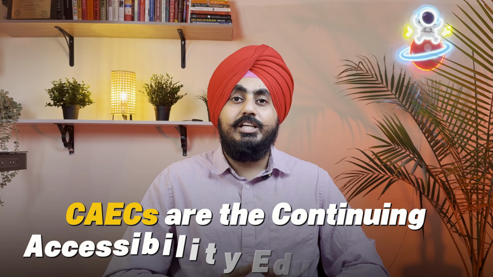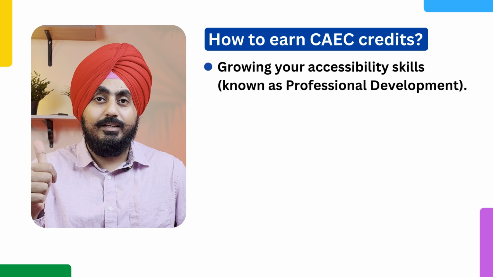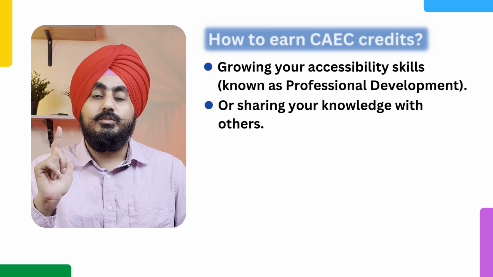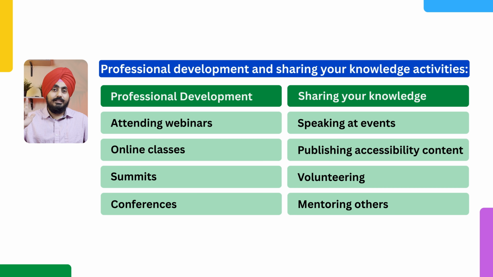But what are CAECs? CAECs are the continuing accessibility education credits you earn by either growing your accessibility skills, also known as professional development, or sharing your knowledge with others. Attending webinars, classes, or summits qualify for professional development, while speaking at an event, publishing accessibility content, volunteering, and mentoring others qualify for sharing your knowledge. You might not realize it, but you have probably already been doing some of these activities without knowing it, and they account towards your CAECs.